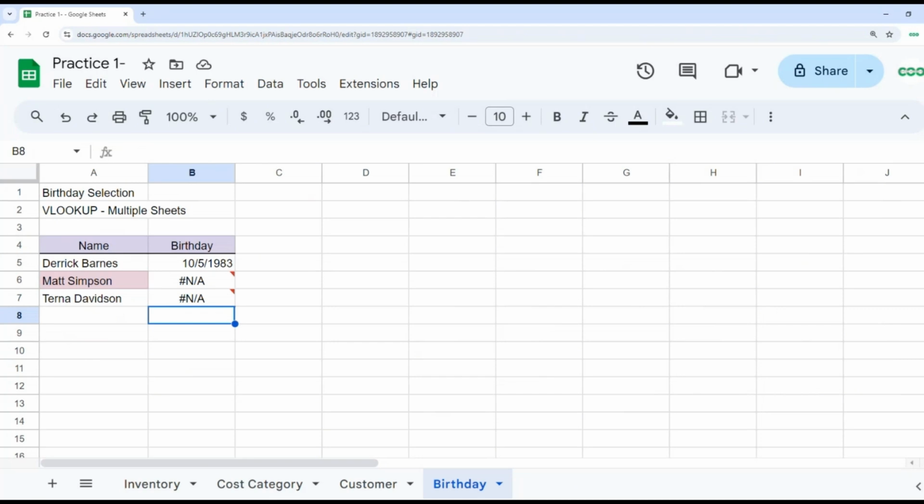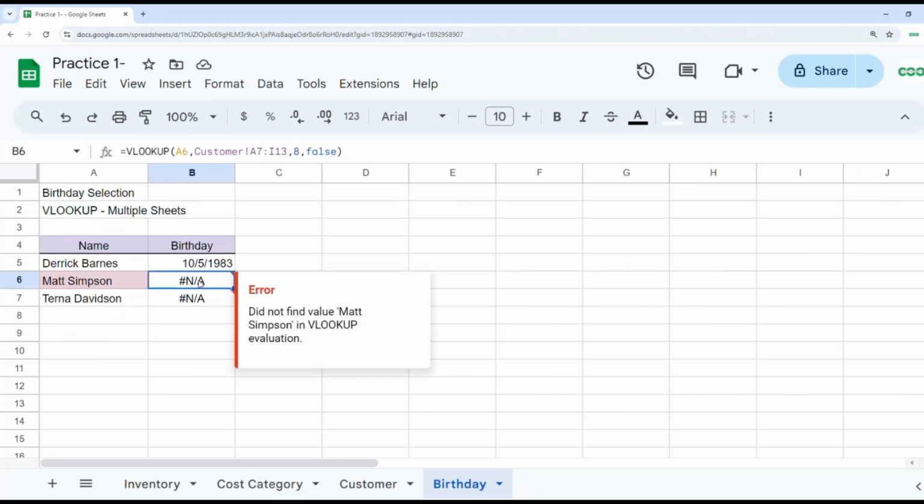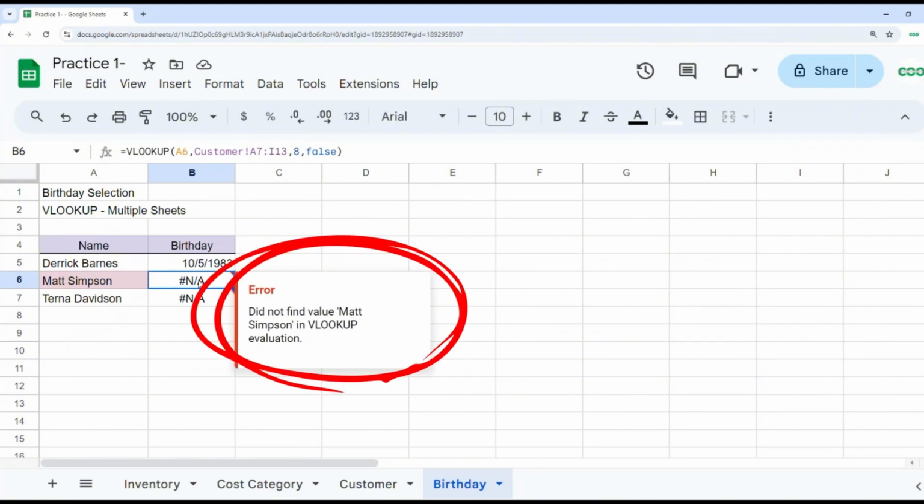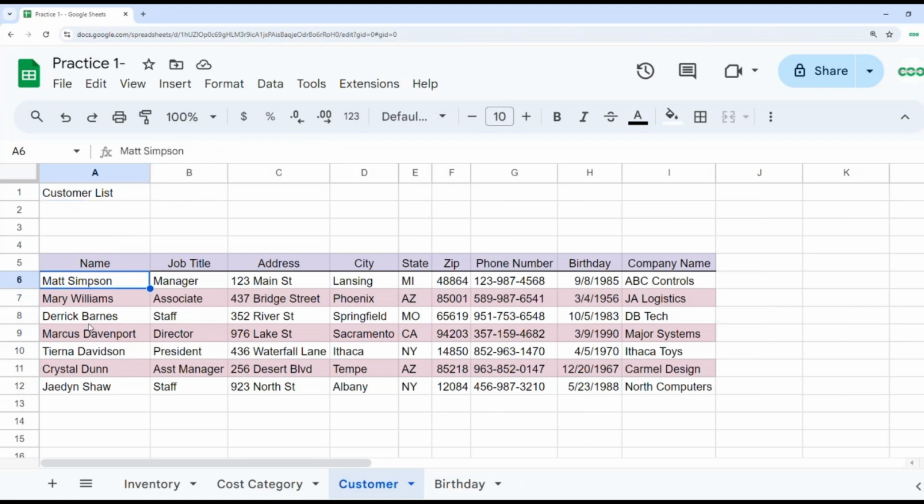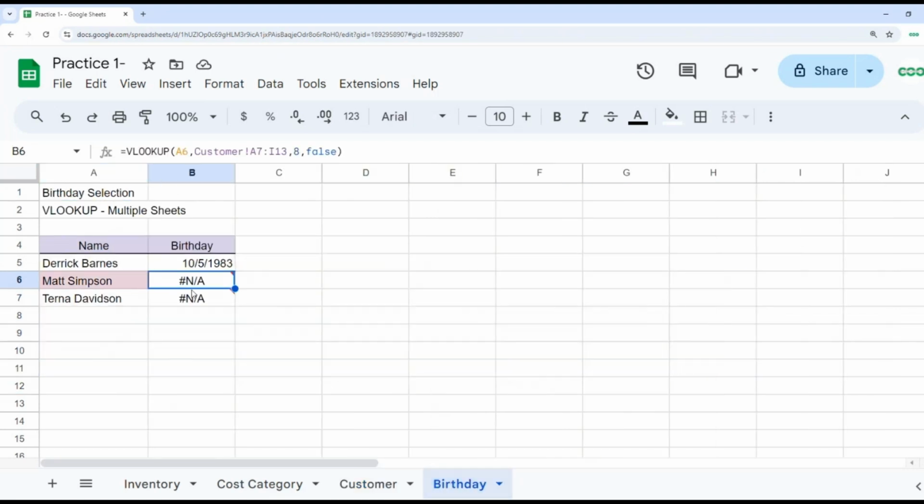Let's look at the first example and select cell B6. Here, when we hover on the comment, it says that it didn't find Matt Simpson. So let's look at the customer sheet, and there he is on row 6. Let's go back to our formula and take a look. Here, you will see the range starts on row 7 and ends on 13.